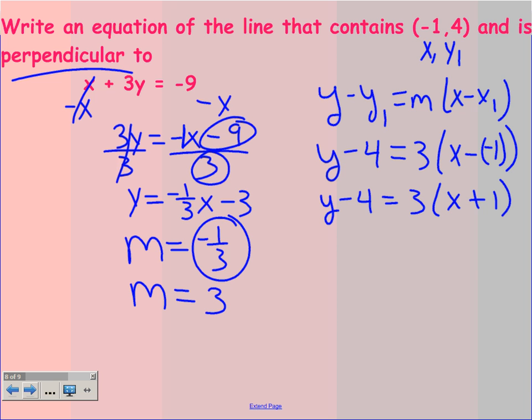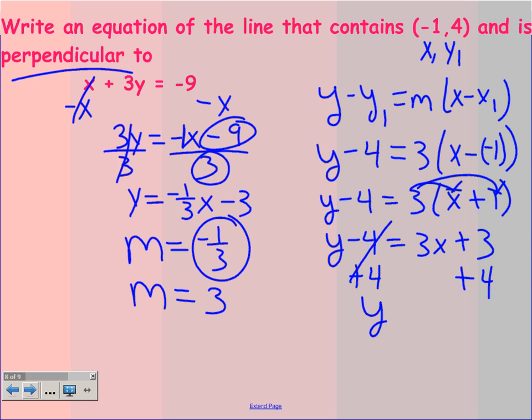Now it's officially in point slope form. Now we want to get rid of the parentheses. You probably already figured that out. And then to get y by itself, we'll add 4 to both sides of the equation. Y is equal to 3x plus 7. Today you have learned how to write an equation that is perpendicular to the given equation.